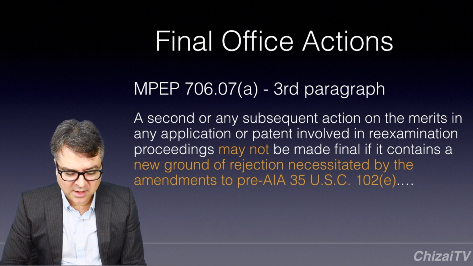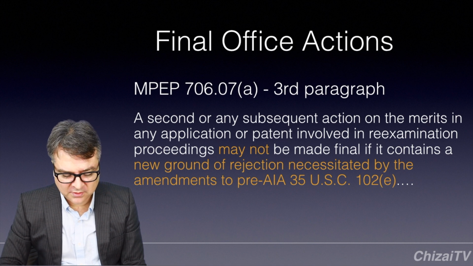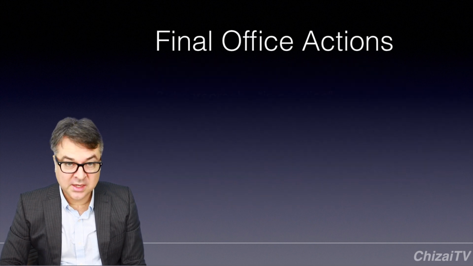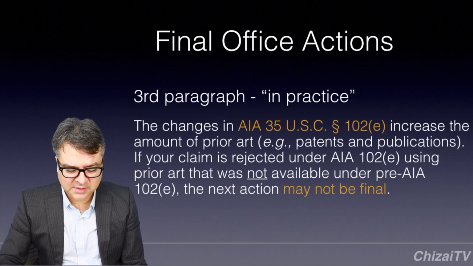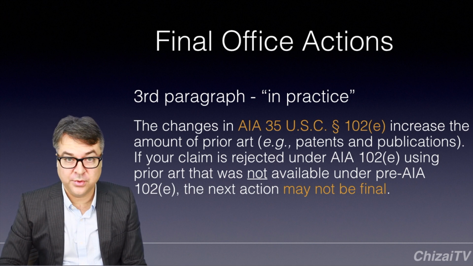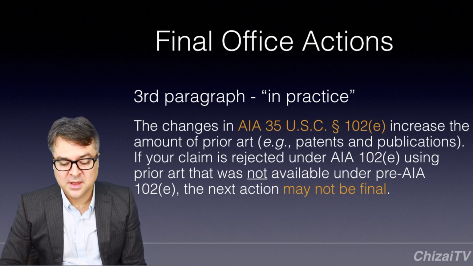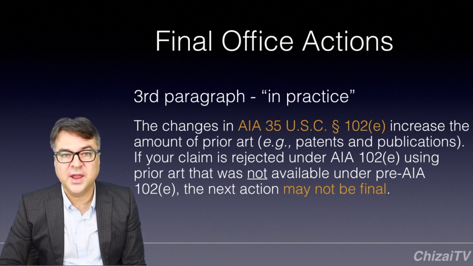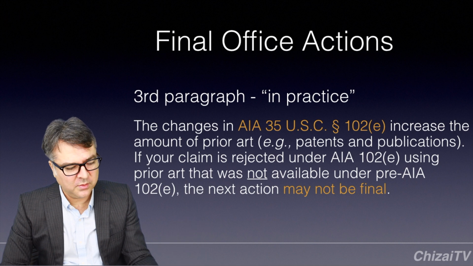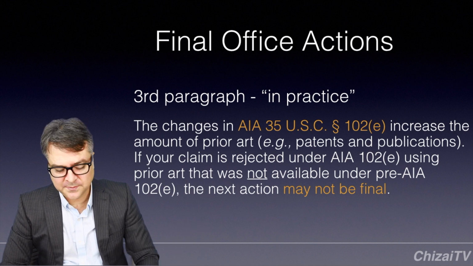So looking at the practical meaning of this paragraph, the changes in AIA 35 USC 102(e) increase the amount of prior art. For example, some patents and publications were not prior art under pre-AIA 102(e), but they are prior art under AIA 102(e). So paragraph 3 is basically about pre-AIA 102(e) and AIA 102(e).